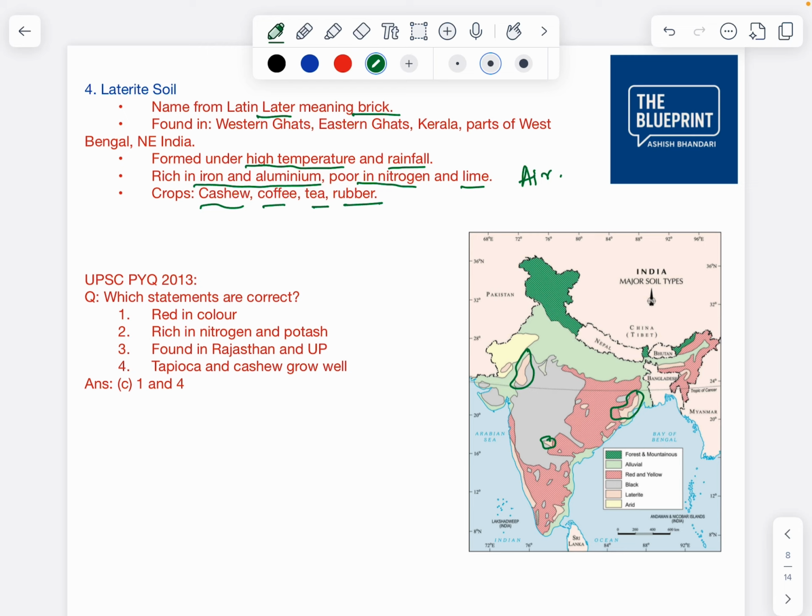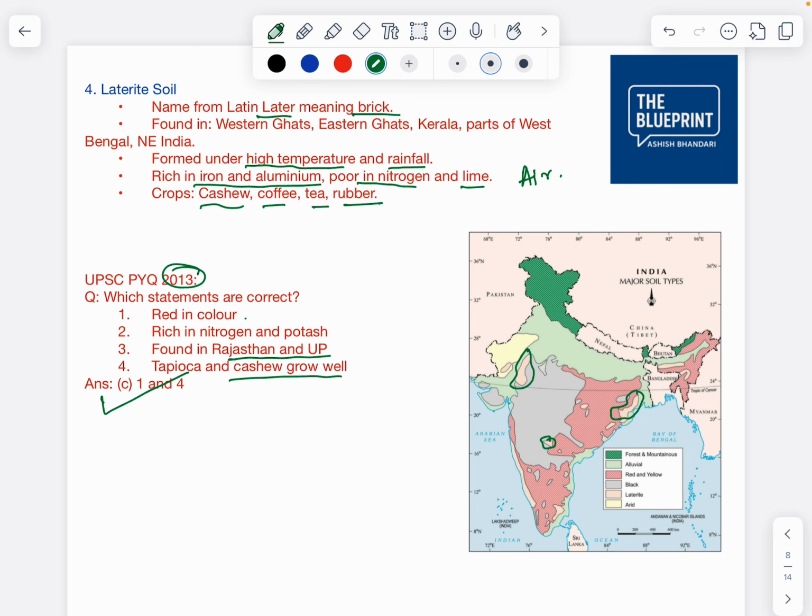And guess what? We also have a previous year question. In 2013, it was asked which statements are correct about the red soil. It is red in color, rich in nitrogen and potash, found in Rajasthan and UP, tapioca and cashew grow. So the answer was 1 and 4.